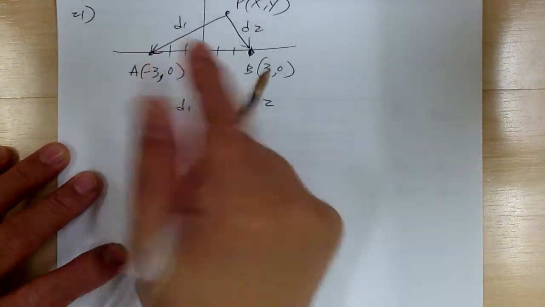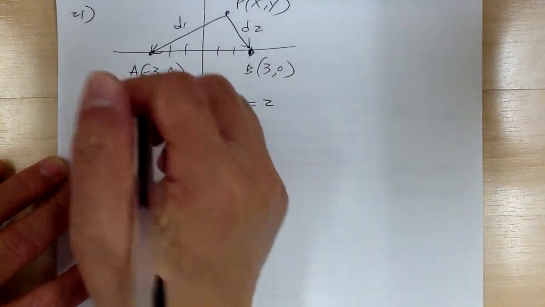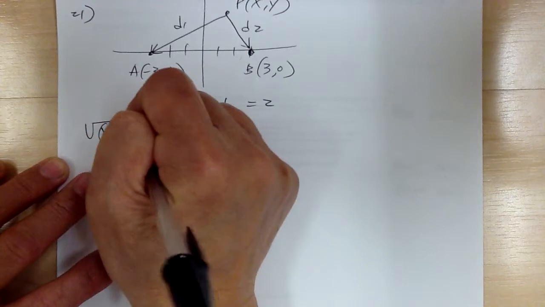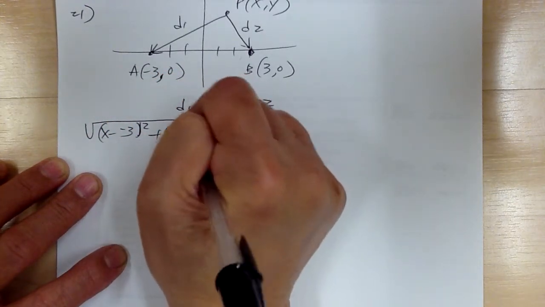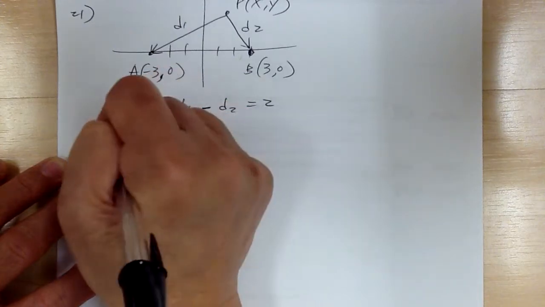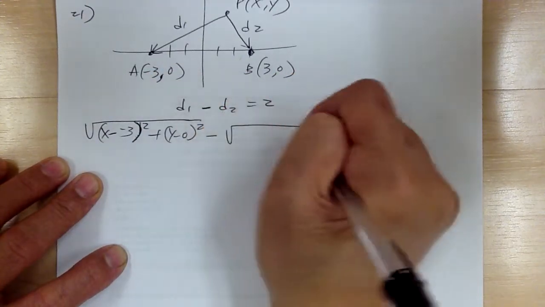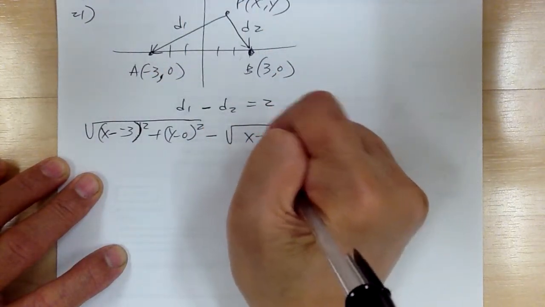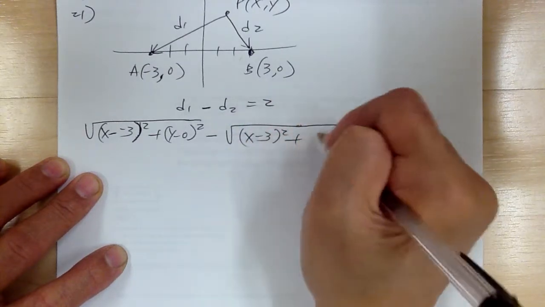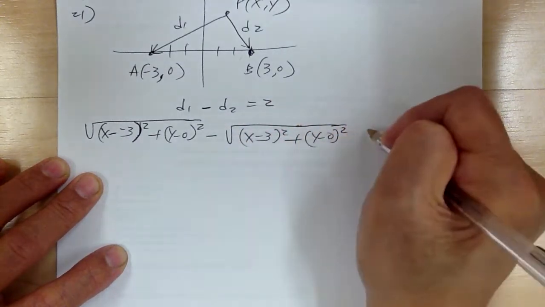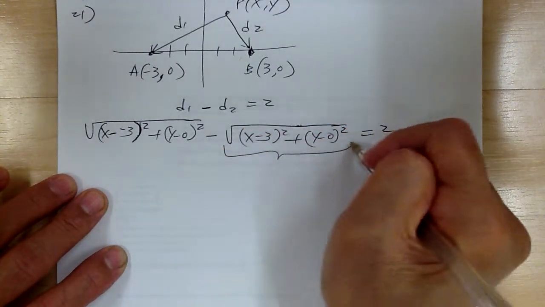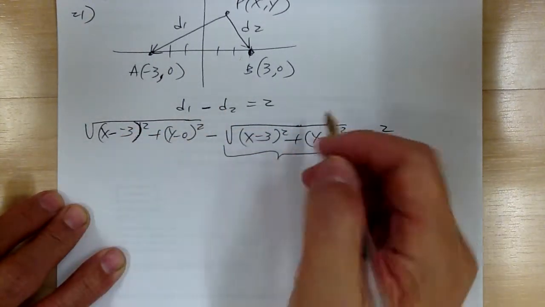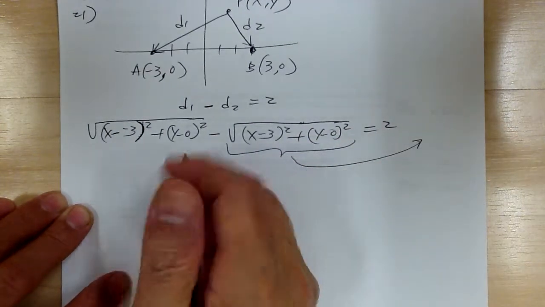Then you apply the definition of the distance. So the square root of (x minus -3) squared plus (y minus 0) squared, minus the square root of D2, which would be (x minus 3) squared plus (y minus 0) squared, and this is equal to 2. So again, I'm going to isolate this square root, so I need to move this over to this side.